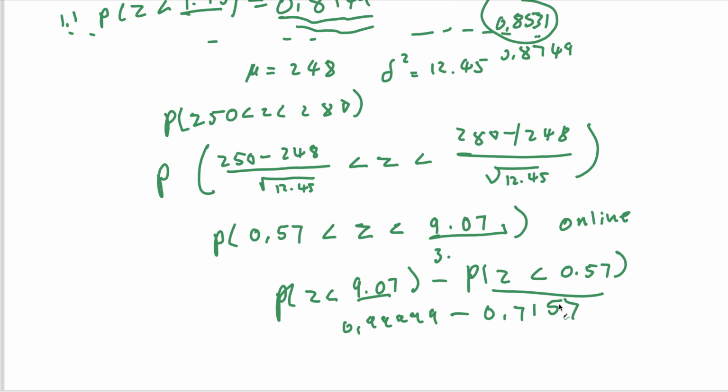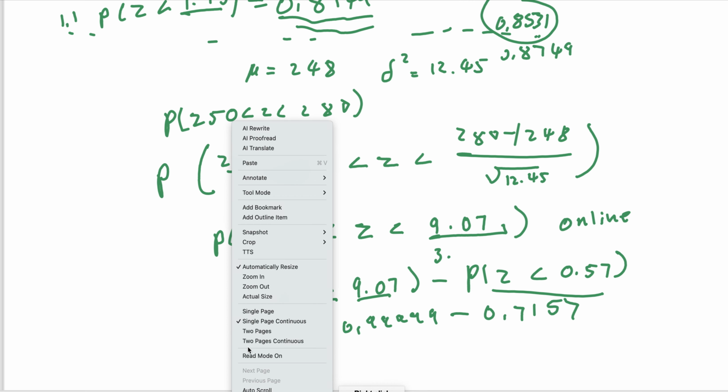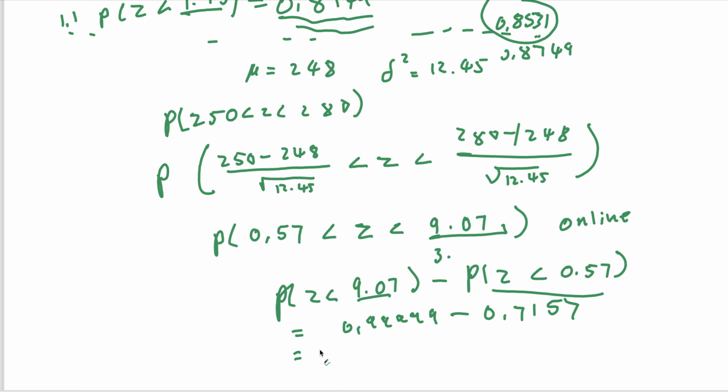Okay, so now I'm approximating the answer. So this will be 0.99999, and then this will be 0.7157. So the answer will be 0.2843. So that's your final probability answer if the thing was in between these two values.